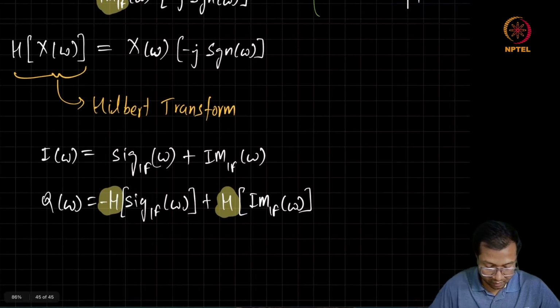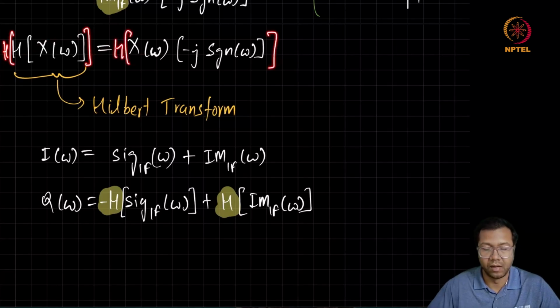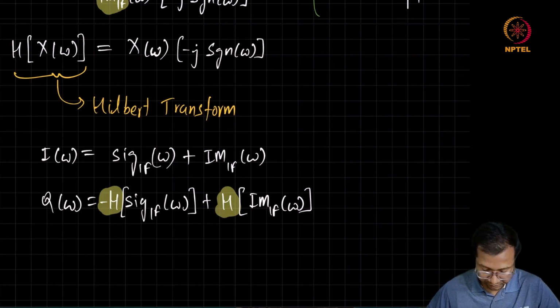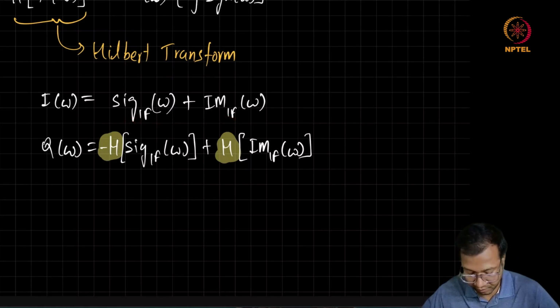And from this definition of the Hilbert transform, we can easily see that if we apply the Hilbert transform 2 times, or if we shift the signal one more time by minus 90 degrees, then we are going to get the negative of the signal which we started with. This is the concept which is utilized to separate the signal from the image, even though they occupy the same frequency.